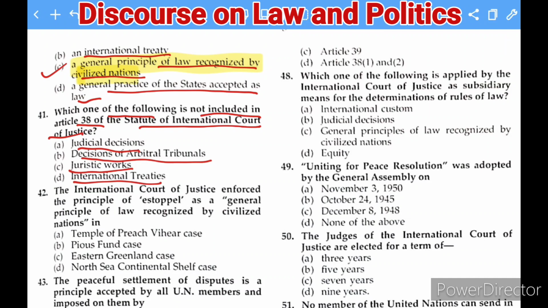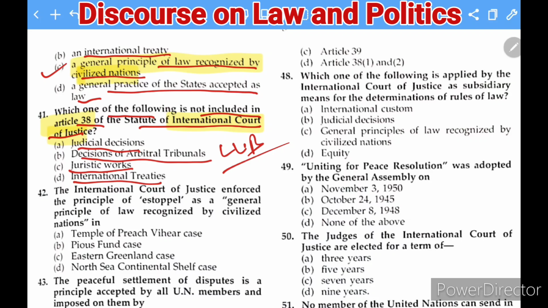Which is not mentioned in the Article 38 of the International Court of Justice. It is not about the UN Charter. Please be careful. Okay, which is not the source. This kind of question has been asked in the prelims also, and perhaps if you recall during your LLB, which is not the source.